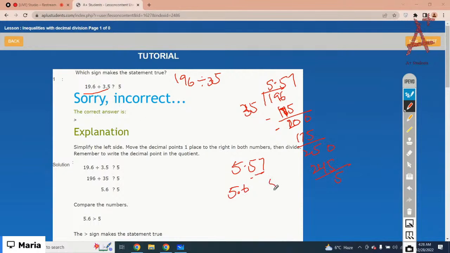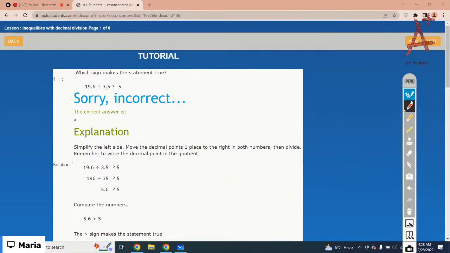So you have to compare it to 5. So 5.6 is greater or 5 is greater? 5.6 is greater. So 5.6 is greater than 5. Got it? Okay, let's just start with the test questions.